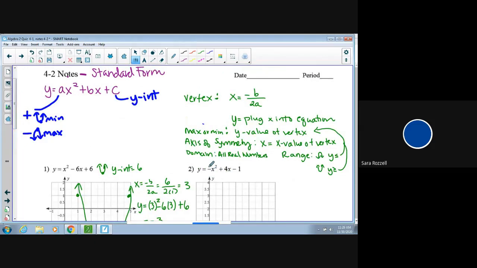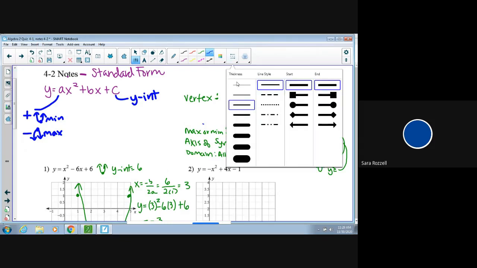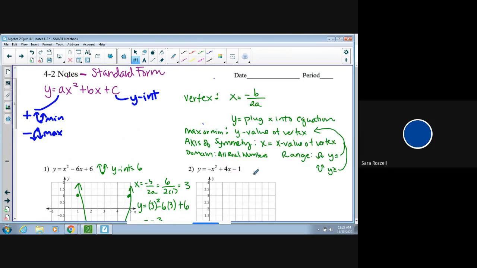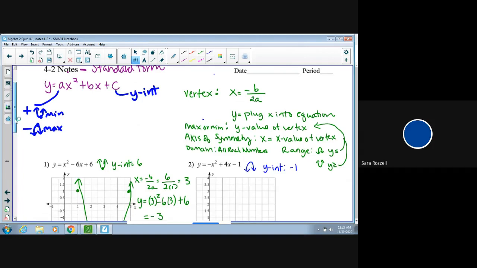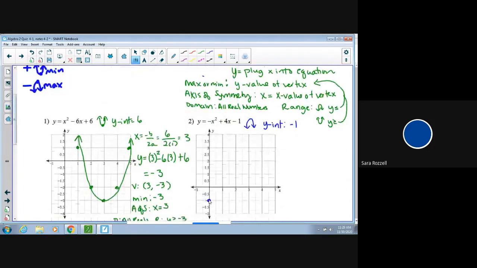All right, so on number 2, there's a negative in the front, so it's going to be downward. This is a downward parabola. And our last number is negative 1, so that is going to be our y-intercept. So y-intercept is negative 1. I'm going to graph that on there just so I know it's going to cross there. That's not my vertex. That's just where it touches the y-axis. And it's upside down, so it's probably going to look like this in some capacity.